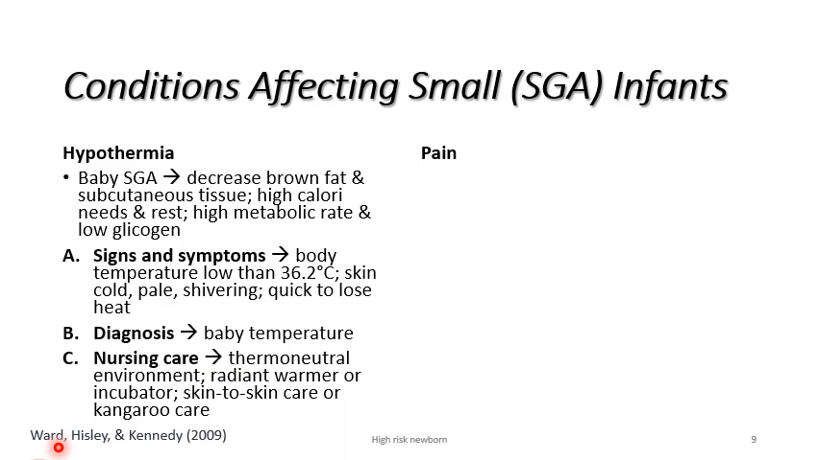And as a nurse, what you can do is provide a thermoneutral environment, which means we try to make the environment not contribute so much to the baby's heat loss, and we put the baby inside a radiant warmer or incubator, or we can even do skin-to-skin care or kangaroo care with the baby, so the baby won't lose so much heat.